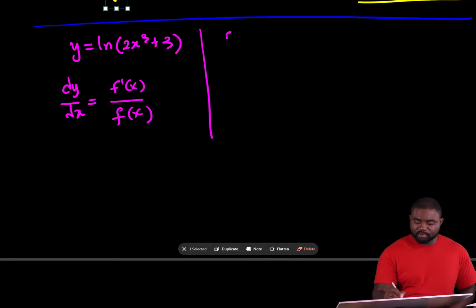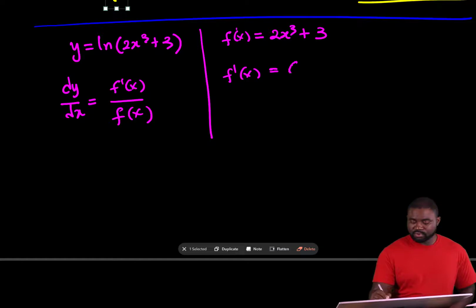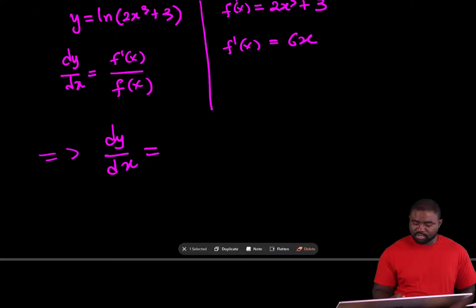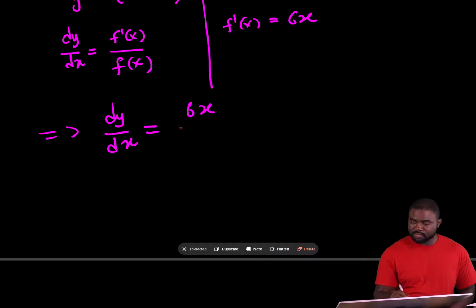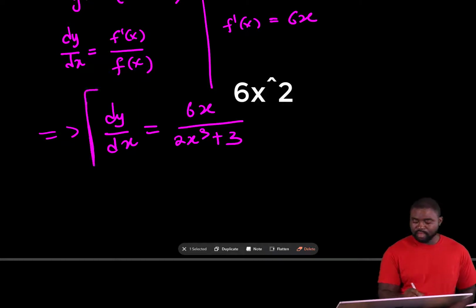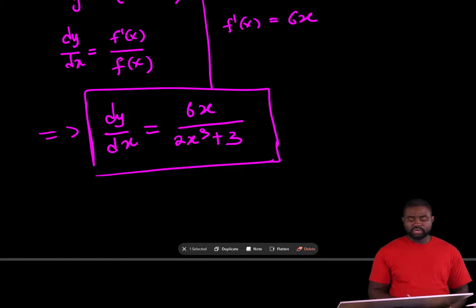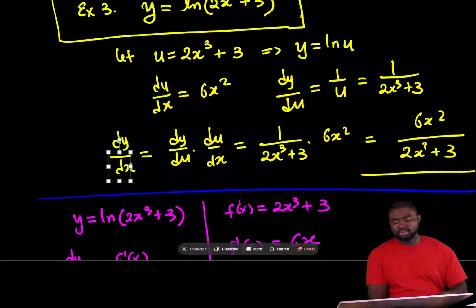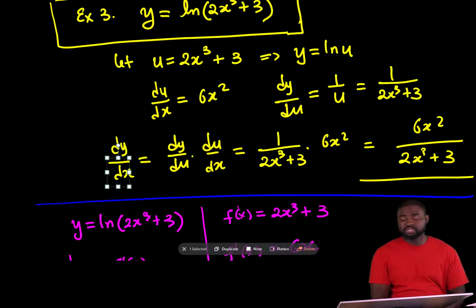Now, what is f prime of x? F of x is equal to 2x cubed plus 3. F prime of x is equal to 6x squared. This would mean that dy/dx is equal to 6x squared divided by 2x cubed plus 3. And there you have your answer. So you can either use this formula to get your answer, or you can follow the detailed procedure above.